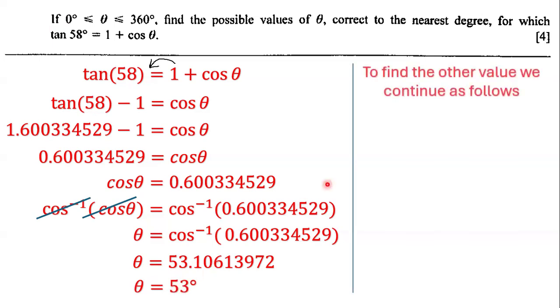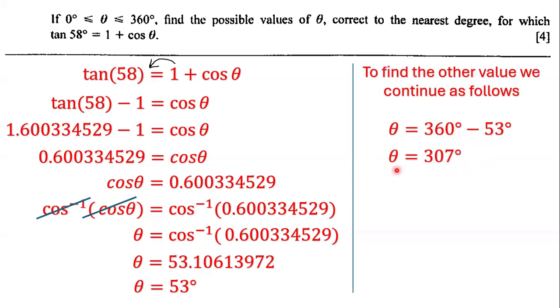And in order for us to find the other value of theta, we continue as follows. We just say theta is equal to 360 minus 53. And so that means that theta is going to be equal to 307 degrees.